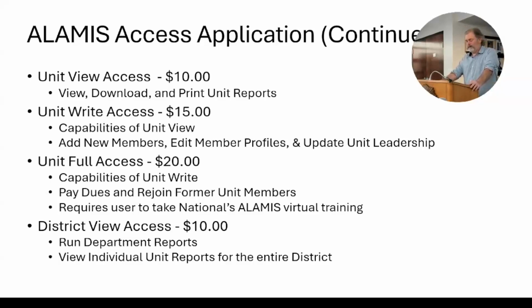And then finally, we have the district view access, which is for district level representatives. Each district is allowed 2 representatives. And in district view, a district can then run department reports and they can view individual unit reports for their entire district. So you can see what all of your units are doing. The way I like to explain the difference between unit, district, department, and national is city, county, state, federal. So that's kind of what you're thinking of.